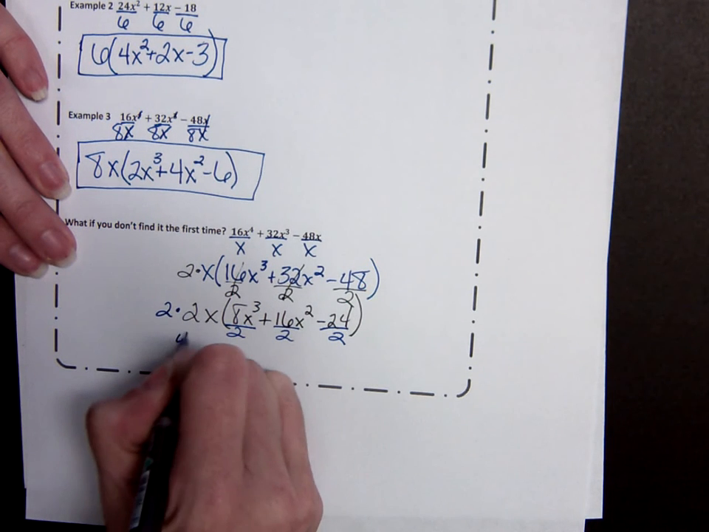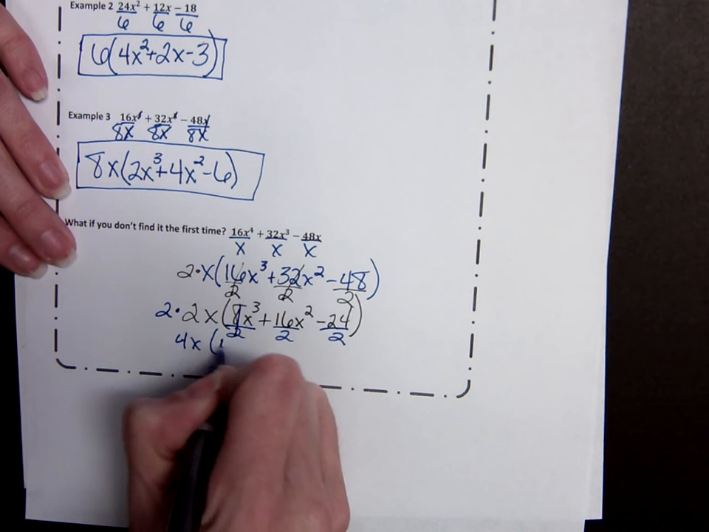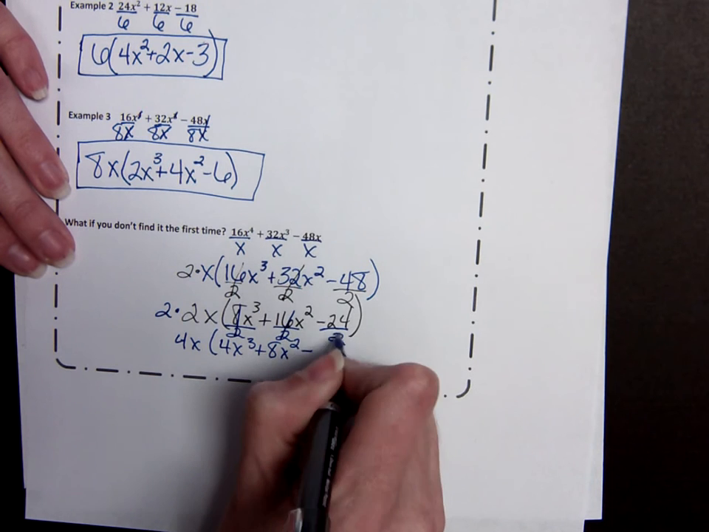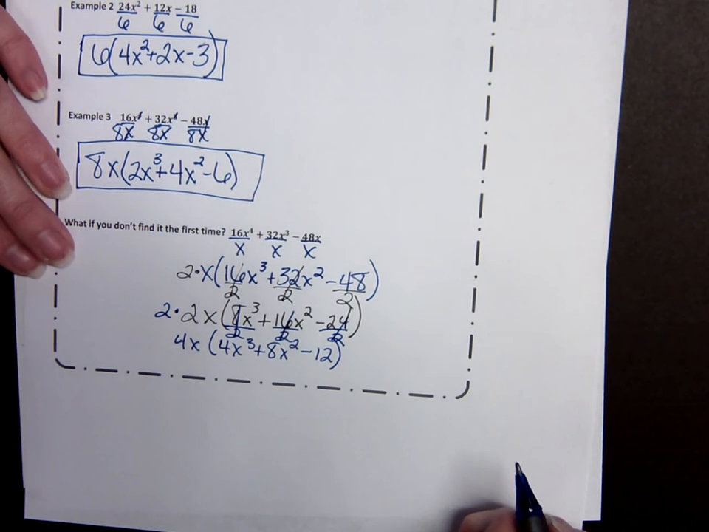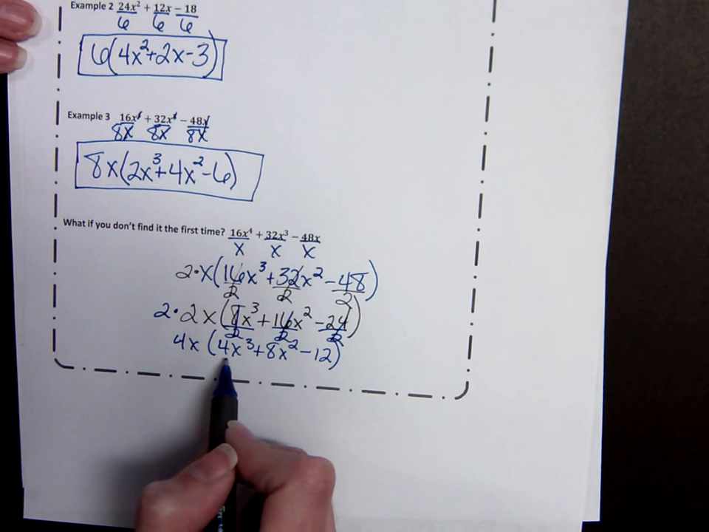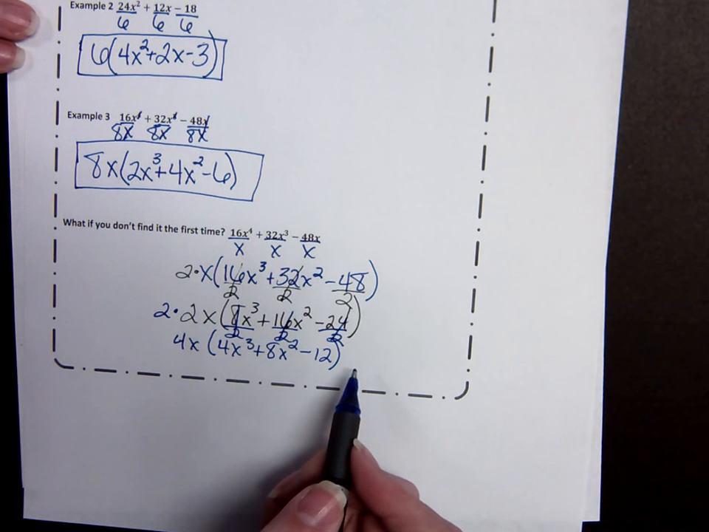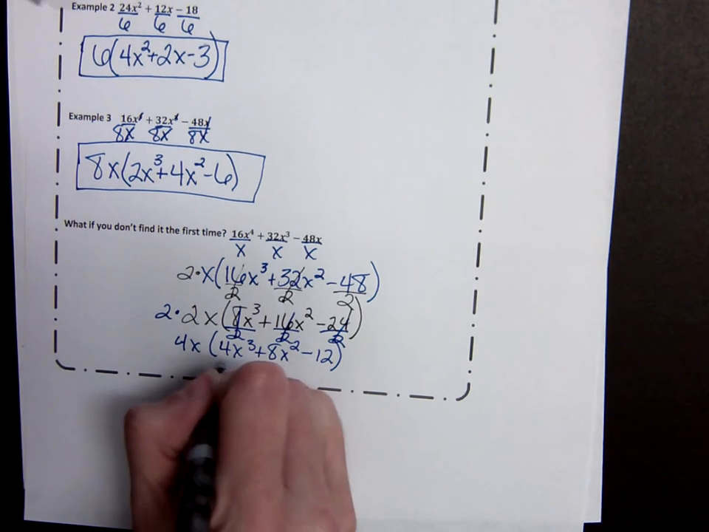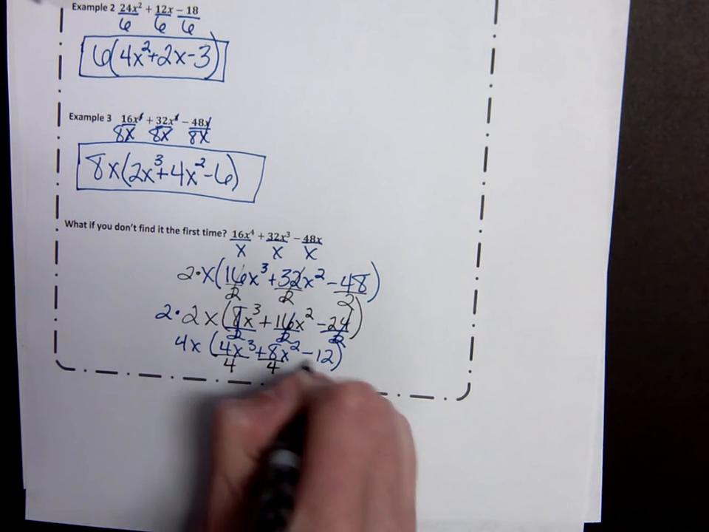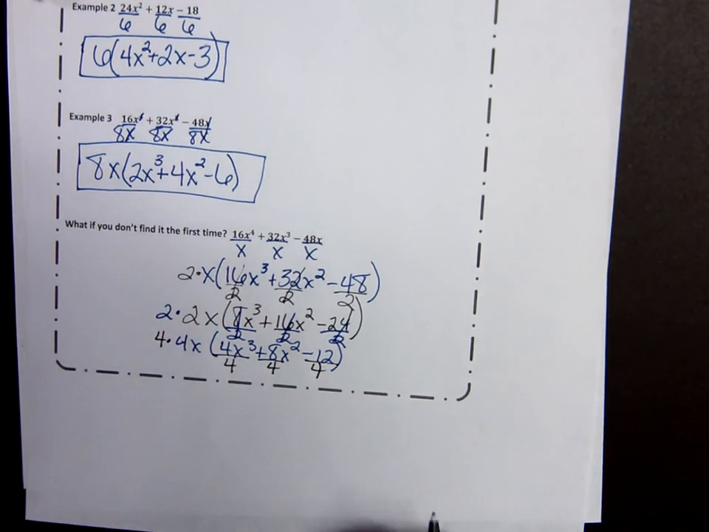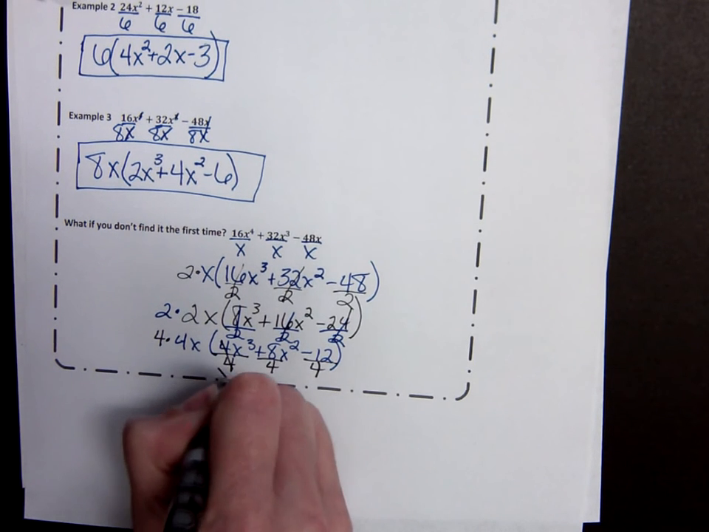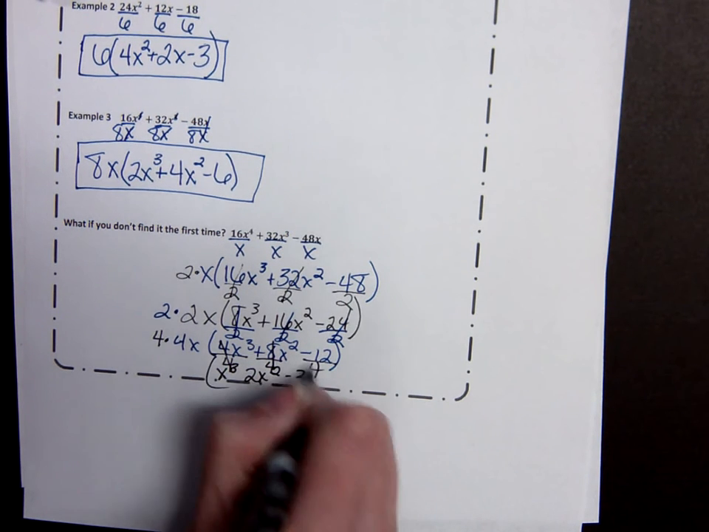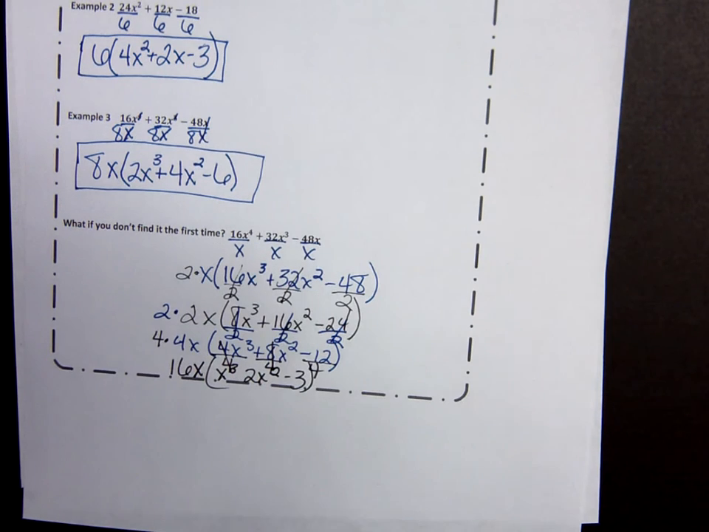So now I've got 4x times, that leaves 4x cubed plus 8x squared minus 12. And at this point, it should be easier to recognize these are all divisible by 4. Okay. So when we divide all of these by 4, I put that out front. 4 divided by 4, x cubed, 2x squared, negative 3. That leaves me with 16x.